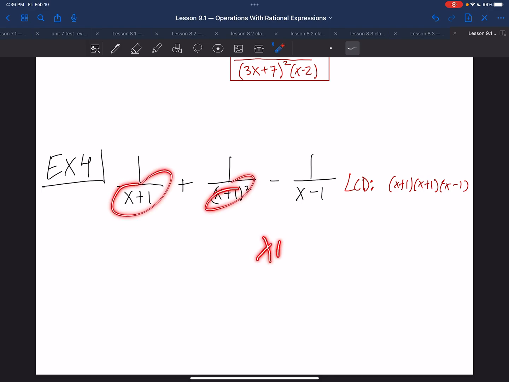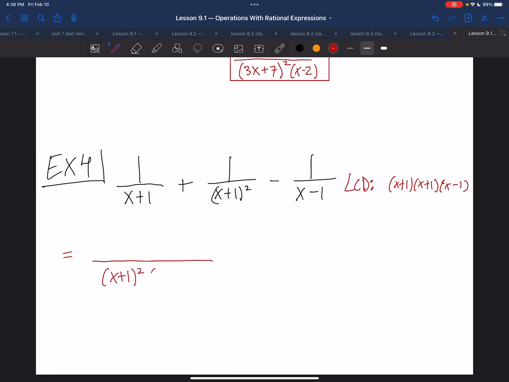I don't need x plus 1 cubed, because x plus 1 squared contains x plus 1 as a factor already. So no need to do that. Now, to add these fractions, I'm going to put it all over the least common denominator, which is x plus 1 squared times x minus 1. And now we just need to multiply our numerators by whatever's missing.